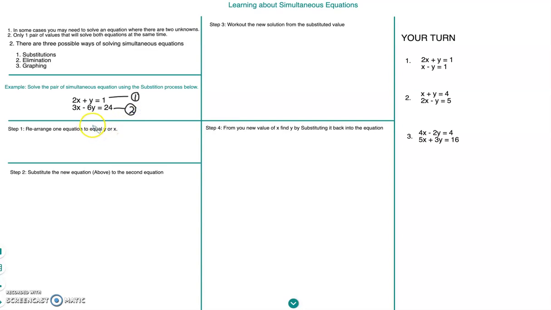Okay, so step 1 says to rearrange one equation to equal y or x. Now we could do it to either one of these, equation 1 or equation 2, it doesn't really matter, but hopefully you can see that equation 1 is a lot simpler than equation number 2 to make y the subject. So what would that be? That would be simply y is equal to 1 minus 2x.